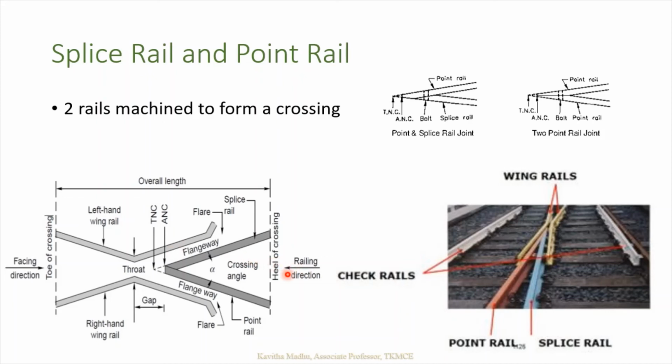So it is not always made pointed, it is kind of blunt at the nose. But for the calculation, we consider an imaginary sharp point. The imaginary sharp point where the two gauge faces meet is known as the theoretical nose of crossing. All the calculations are made from the theoretical or true nose of crossing. So that's the difference between the theoretical nose of crossing and the actual nose of crossing. The actual nose is not a sharp one, it is a blunt one, whereas the theoretical nose of crossing is an imaginary point with respect to which all the calculations are done.